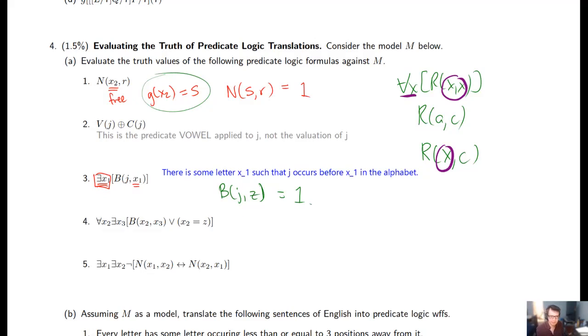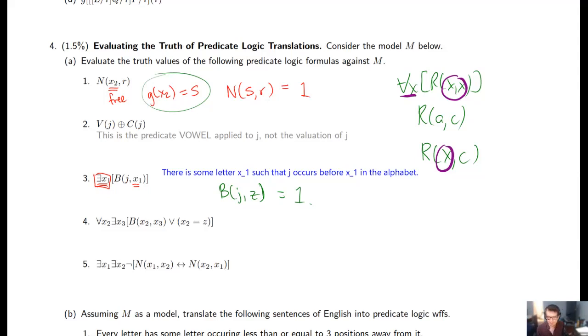We only use the assignment function when the variable is free. And it's the same way with pronouns. Just like when we say "she loves her" or "every person loves herself," we only use the assignment function to evaluate that as a free pronoun, when it's not being bound by something.